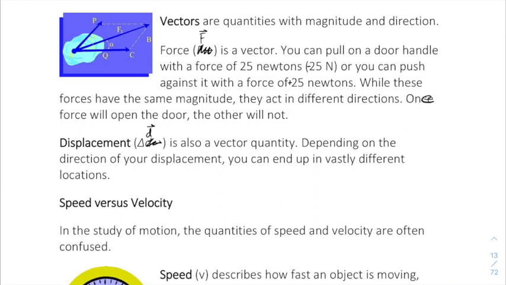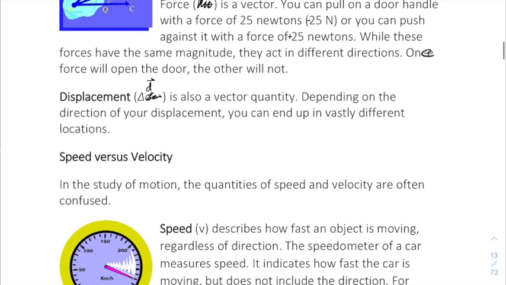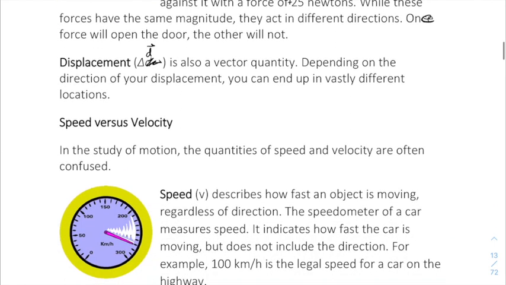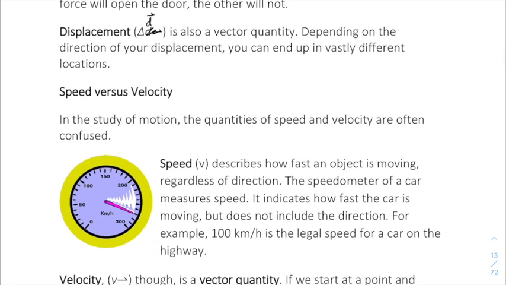Displacement is also a vector quantity because when you change your location, you move in a certain direction with that change of location. And from the point of displacement, we can move forward to another concept we're going to cover, which is velocity versus speed. Speed is the instantaneous magnitude of travel. It describes how fast an object is moving regardless of the direction. The speedometer on your car measures your speed. It indicates how fast your car is moving, but it does not indicate the direction.